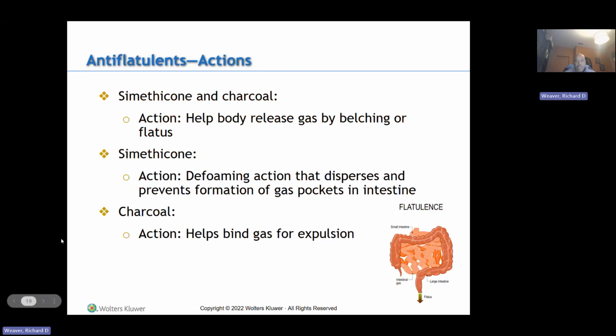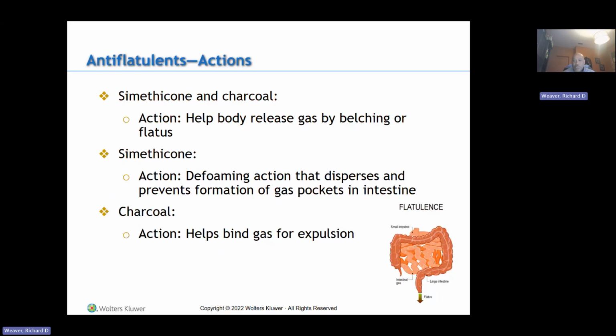All right. So let's take a look at the anti-flatulence. So we're talking about gas, or medications to dispel gas from the body, if you will, which can be very uncomfortable. So in terms of actions, the drugs in this category would be your simethicone as well as your charcoal, and they are used as anti-flatulence.